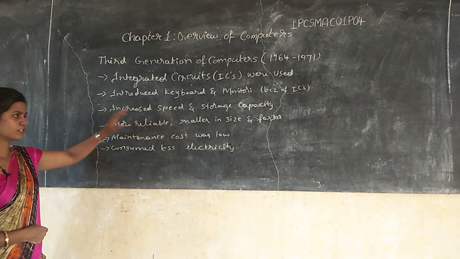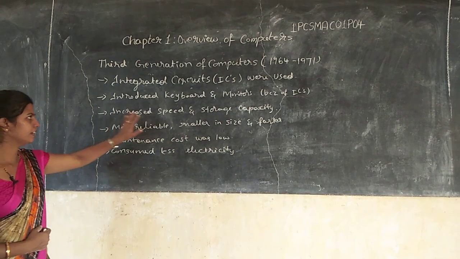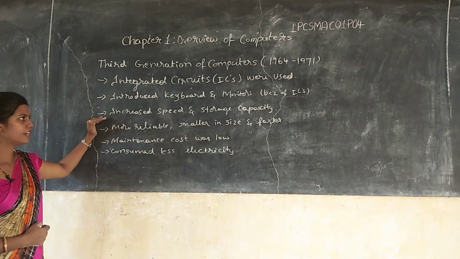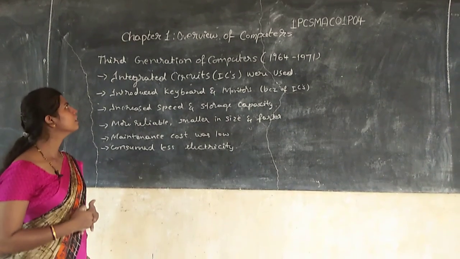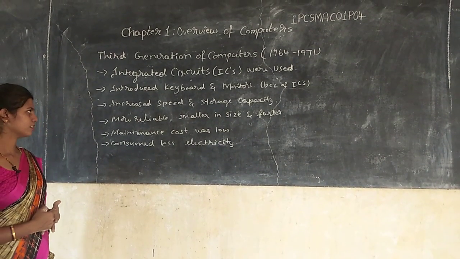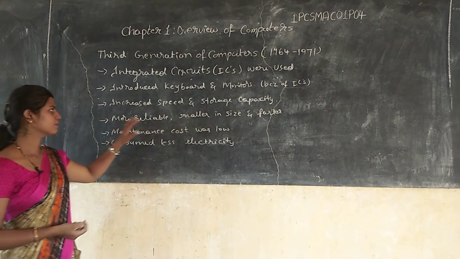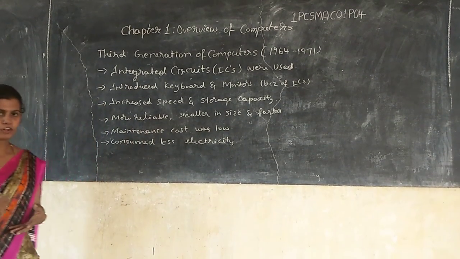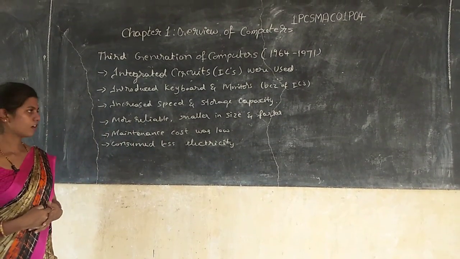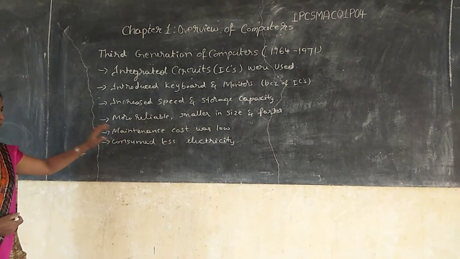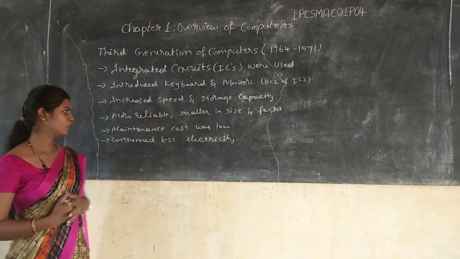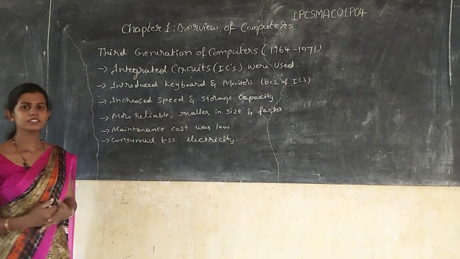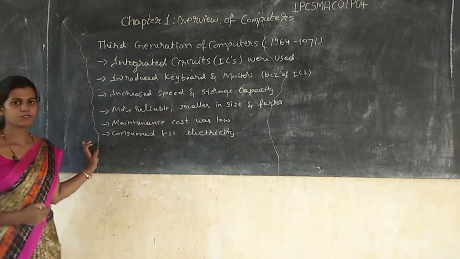Because of the ICs, we can see increased speed and storage capacity in third generation of computers, and also it was more reliable, smaller in size and faster as compared to previous generation of computers. And also the maintenance cost was very low and it consumes less electricity. So this is about the third generation of computers.